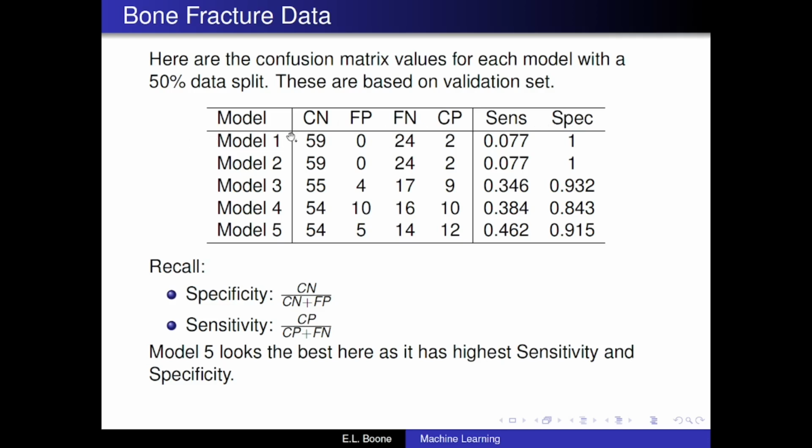So for model 1 that just had BMD, you can see that it has a sensitivity of 0.077 and a specificity of 1. That's not terribly good. Now, you'll see that when we did the data split, it was a 50% data split. So don't be too surprised. When you did model 2, you get exactly the same thing. So adding that other variable doesn't seem to have changed anything at all.